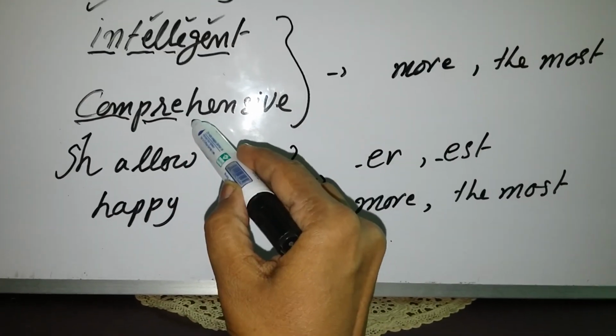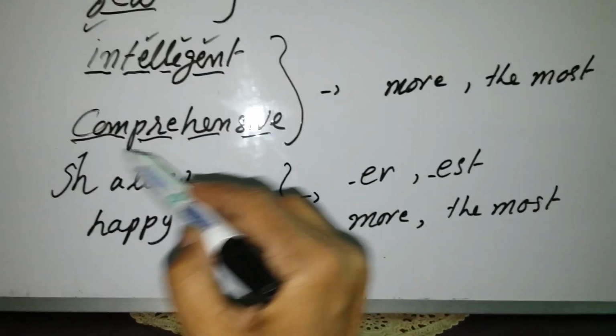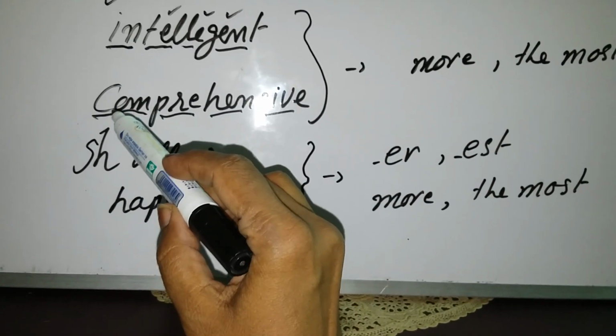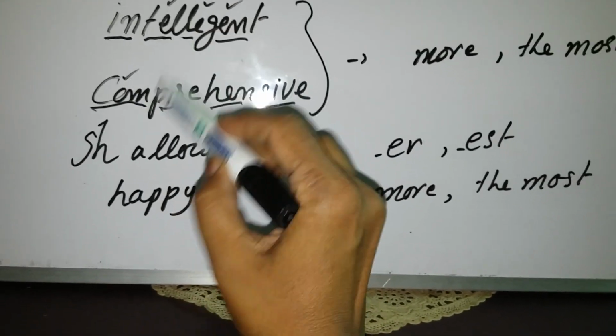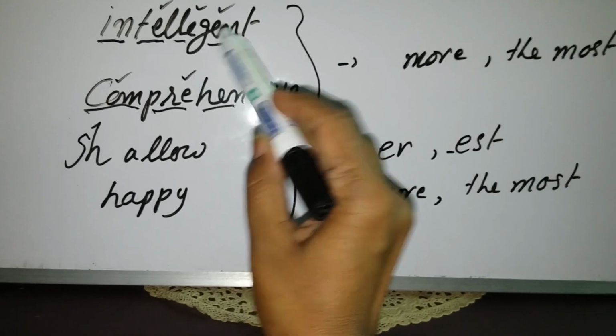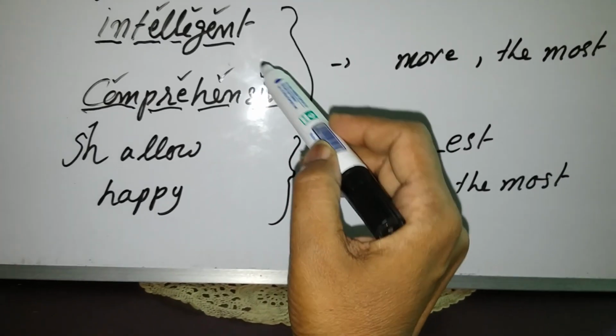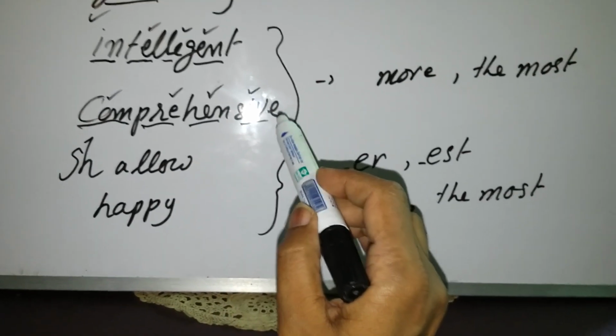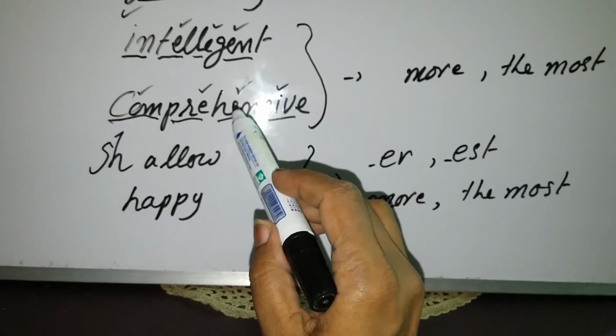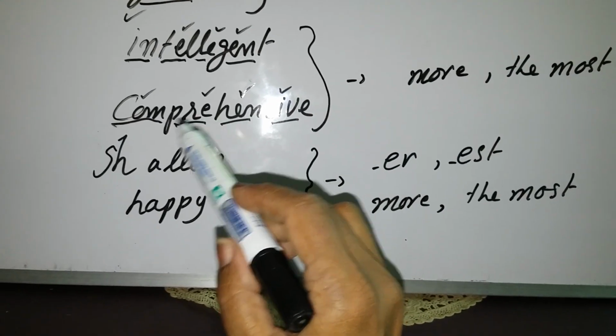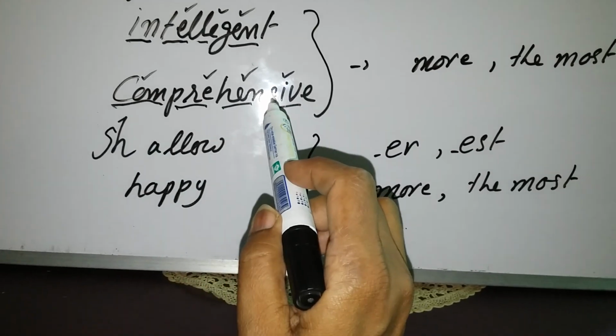Comprehensive. This is also a 4-unit word. There is one vowel in this unit, another vowel in this unit, a vowel in this unit, and this is also a vowel in this unit. The last vowel is not considered. Only the vowel inside the unit will be considered. So it is a 4-unit word as well.